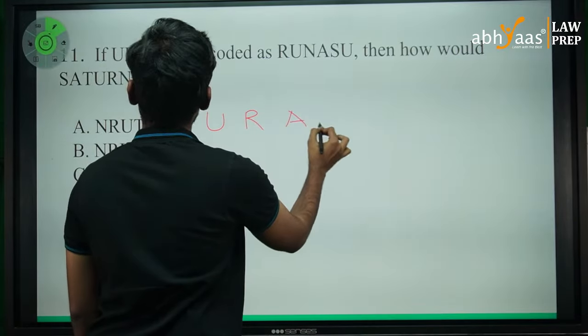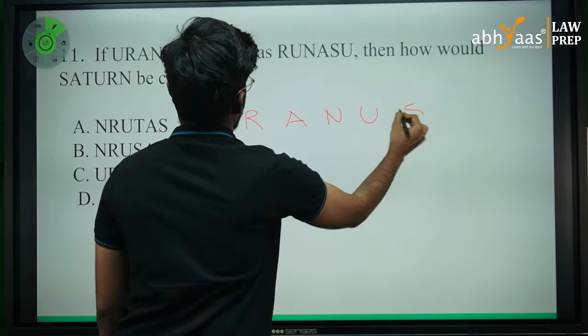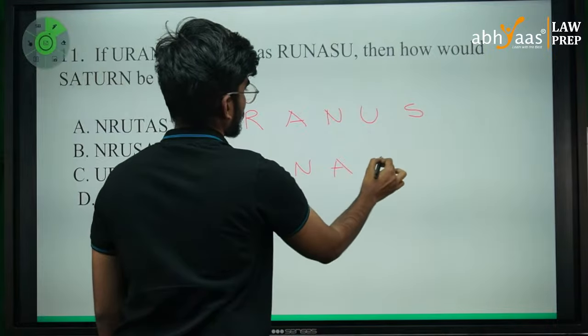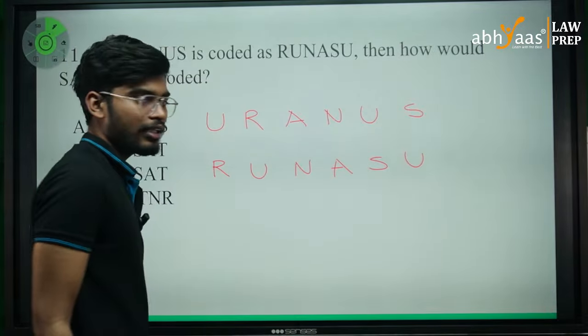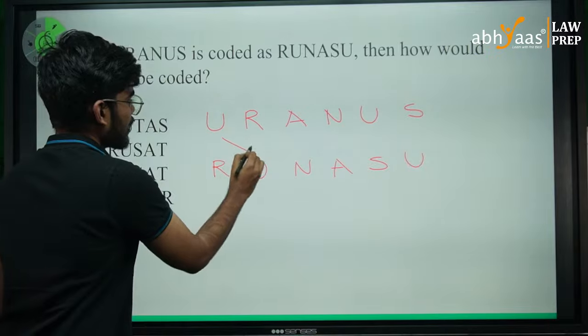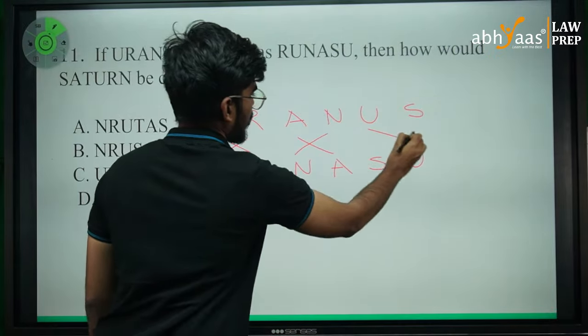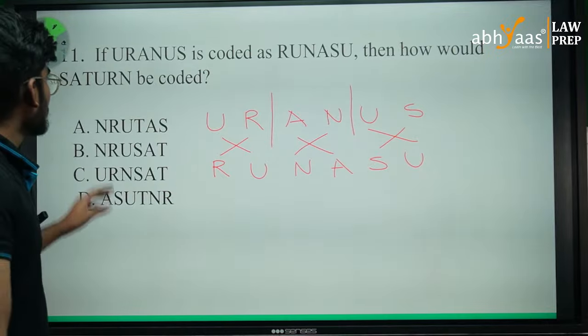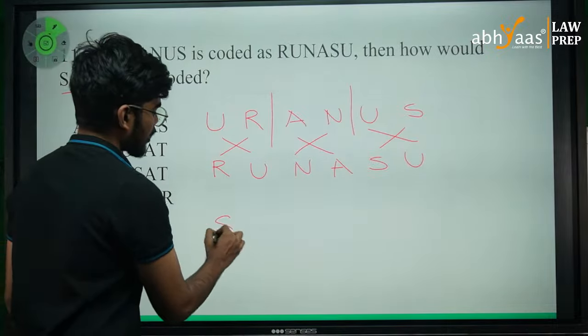Uranus is coded as or written as RUNASU. See here, while writing, I clearly am understanding that just reversing the two things, splitting this into 3 and reversing each and every letter. Similarly, writing the code for Saturn, SATURN.